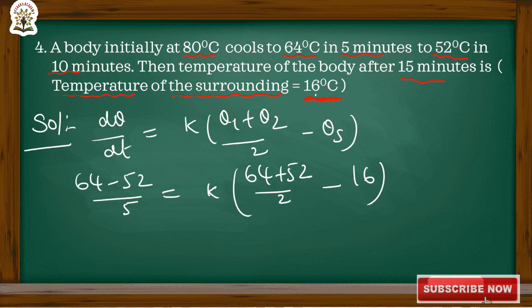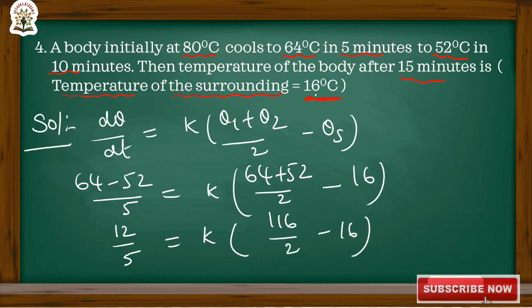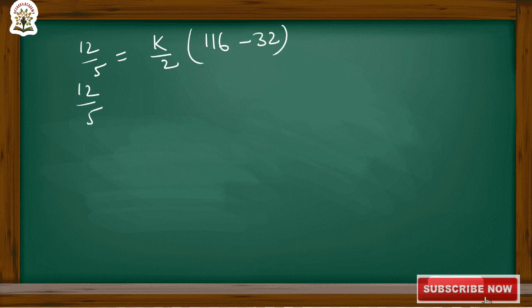So 64 minus 52, how much? 12. 12 by 5 is equals to k of ((64 plus 52), 116, by 2 minus 16). Next we will write 12 by 5 is equals to k by 2 of (116, now taking LCM, minus 32). So 12 by 5 is equals to k by 2 of (116 minus 32, how much? 84). This is equation number 1.